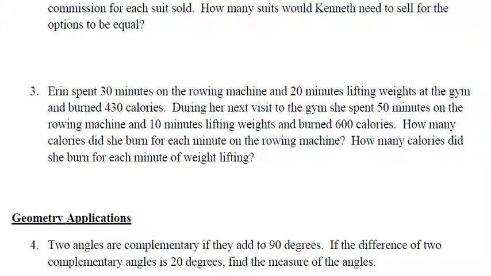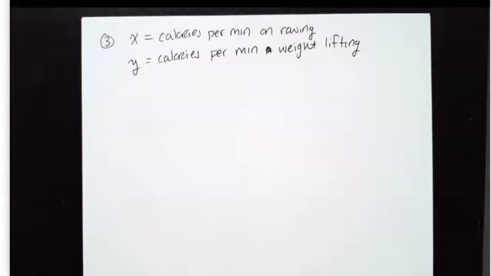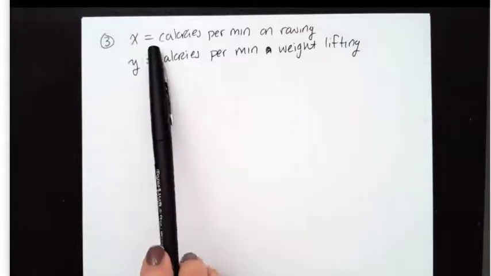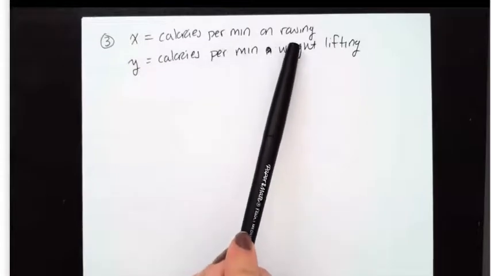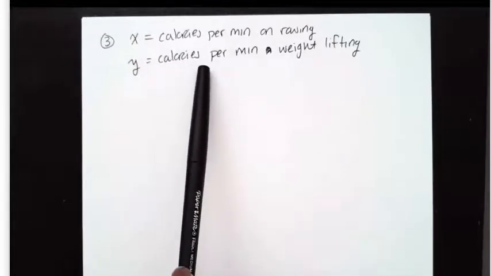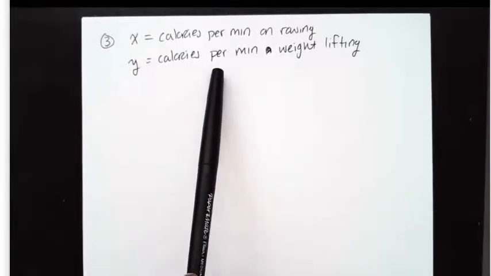All right, so we're going to use the last two questions to help us define our variables. The second to last question says, how many calories did she burn for each minute on the rowing machine? And then we have, how many calories did she burn for each minute of weightlifting? So my variables are just each of those quantities. X is calories per minute on the rowing machine. Y is the calories per minute weightlifting.